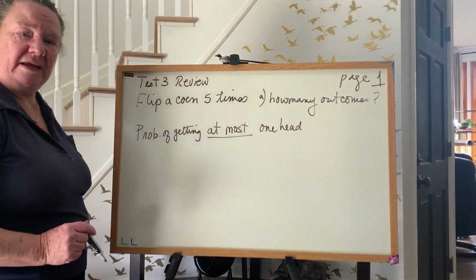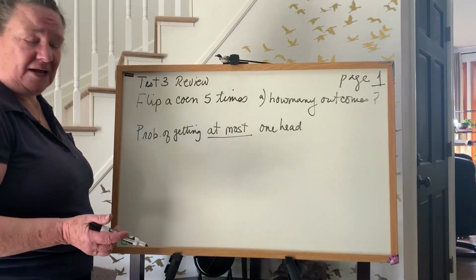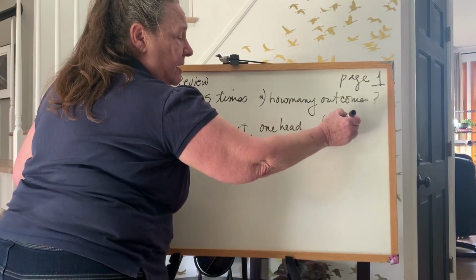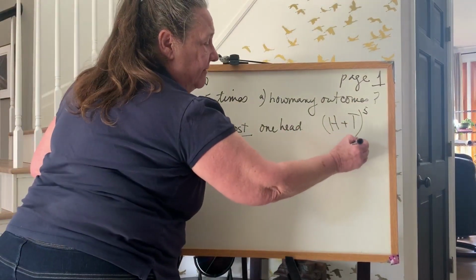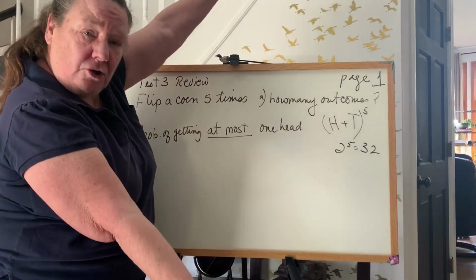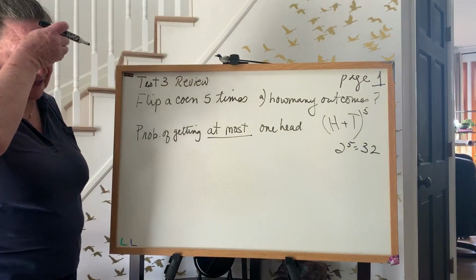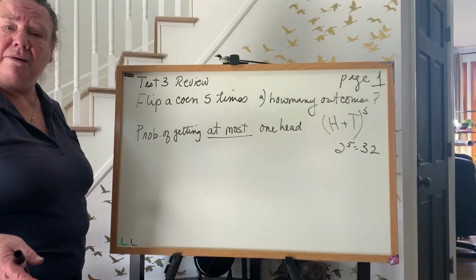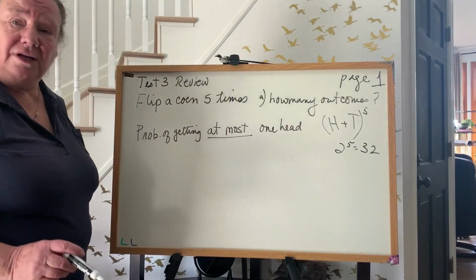How many outcomes will there be? Well, you could make a tree, and there would be a ton of outcomes on it. Or you could use your handy dandy little formula and say heads plus tails 5 times, or 2 to the 5th, which is 32. There are 32 outcomes, so your tree would be huge. So I suggest you do it this way, okay? On the test, I think we flipped 4, and I kept getting 8 outcomes or 2 outcomes. My goodness, those are both wrong. So it's 32 outcomes, okay?